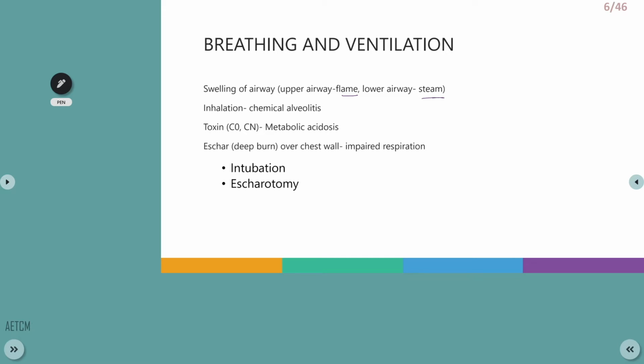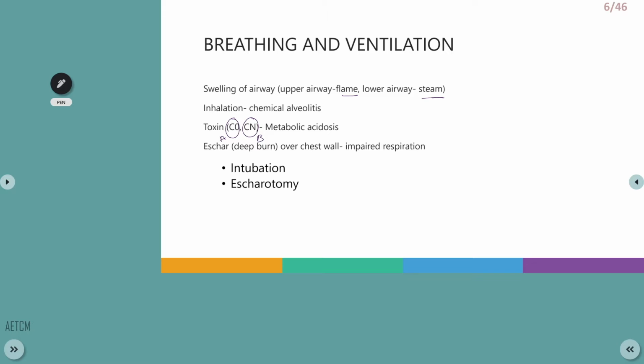Carbon monoxide exposure usually occurs when the patient is burned inside an automobile, a car, or a factory. So carbon monoxide poisoning can happen there, and cyanide poisoning usually occurs if the burn occurs in a house. Both will cause metabolic acidosis, specifically lactic acidosis. Carbon monoxide can cause type A lactic acidosis, and cyanide can cause type B lactic acidosis.